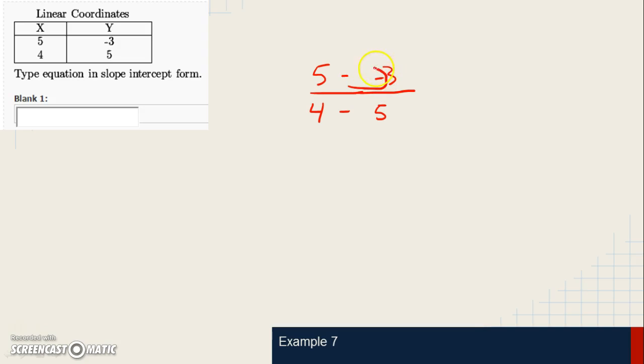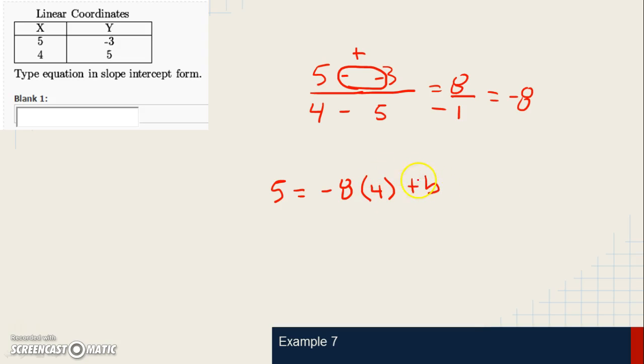And when I subtract the negative, I'm essentially just adding. So I have 5 plus 3 is 8. 4 minus 5 is a negative 1, and 8 divided by negative 1 is a negative 8. And now I've got to find the y-intercept. Since it doesn't give it to me because I don't see where x is 0, I'm going to take the y value 5 equals the slope, which is our m, times x, which is 4, plus b.